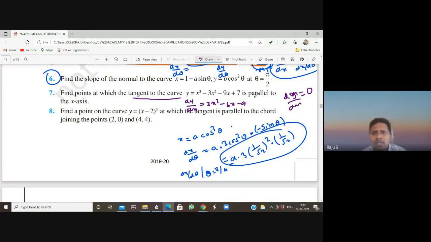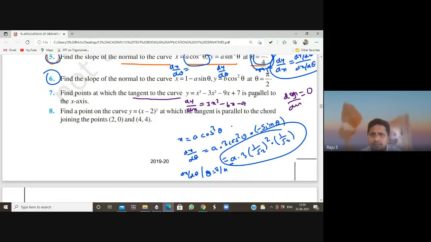Clearly, they have given that the tangent is parallel to the x-axis. What is the slope? This dy by dx, 3x square minus 6x minus 9, is the slope of the given curve. Since it is parallel to the x-axis, this is equal to 0. That's all.